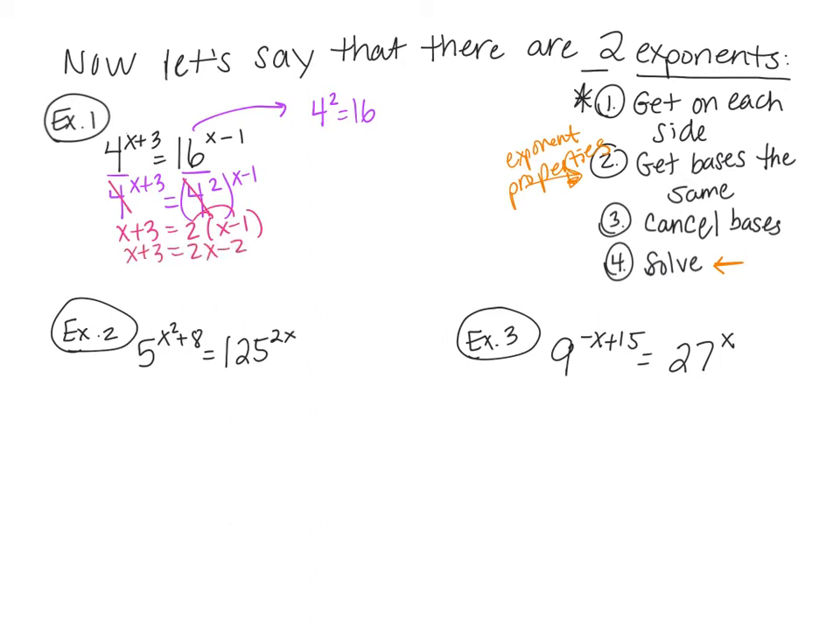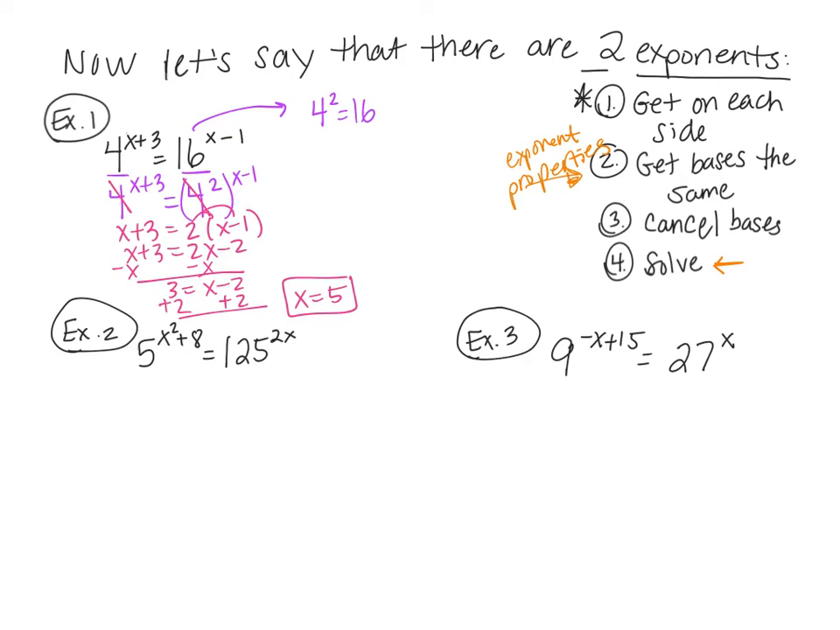And then I'm going to get my variables on the same side. Continue to solve it here. So x is going to equal 5. Again, just like last time, the hardest part is getting those bases the same. Remembering those exponent properties.